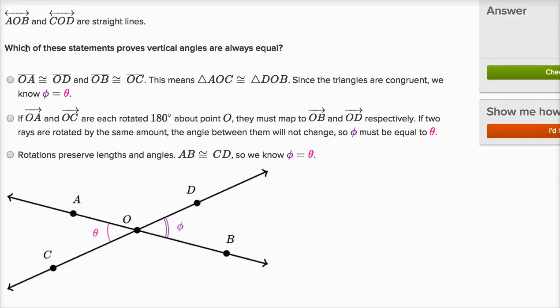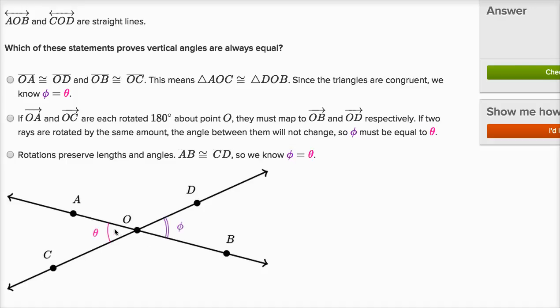So they're telling us that line AOB, and they could have just said line AB, but I guess they wanted to put the O in there to show that point O is on that line, that A, O, B are collinear, and COD is our straight lines. All right, fair enough. Which of these statements prove vertical angles are always equal?